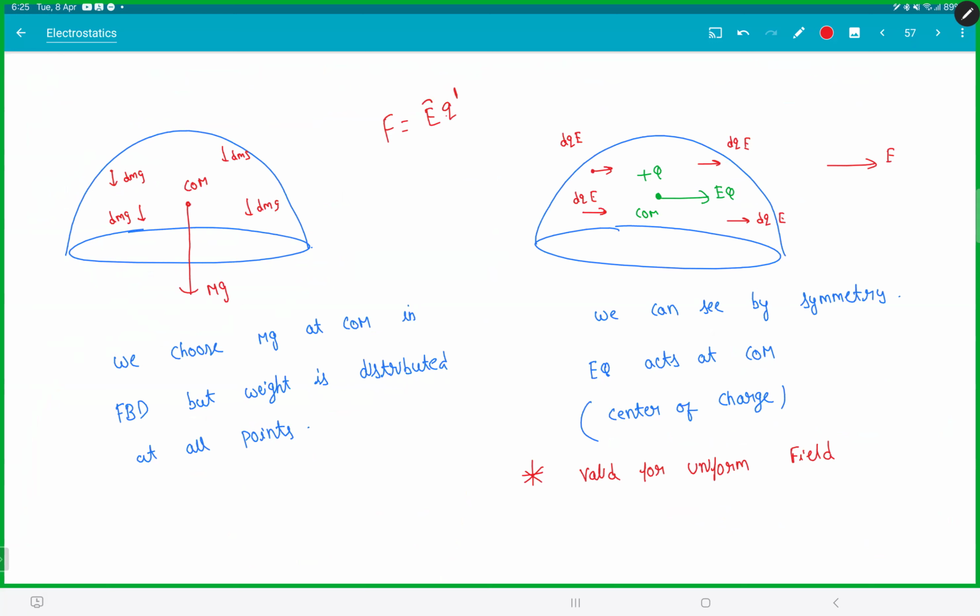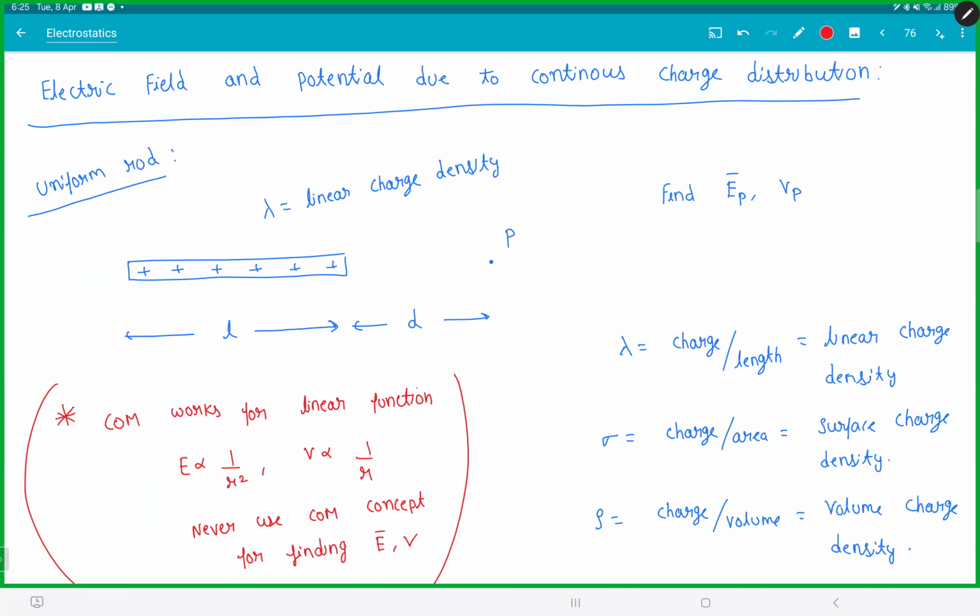Here the field E is constant, E is not changing here. So F is EQ, F is equal to mg, G into M. So Q and M are looking identical. So this is what we use center of mass for. If you put a charge in a constant field, the force will act on the center of mass. That's what we said. Are you getting this? Because force is Q into E, a linear function, Q power 1. Is this clear, everyone? So never use center of mass for finding field or potential. Don't replace the rod with this thing. It doesn't work.